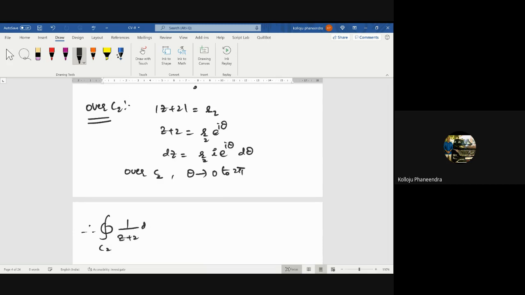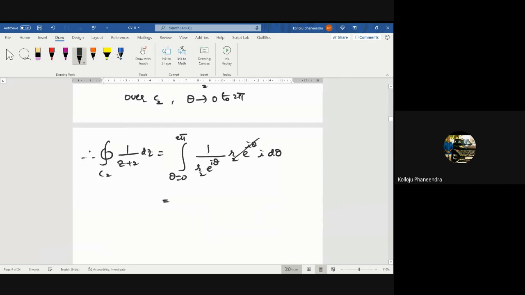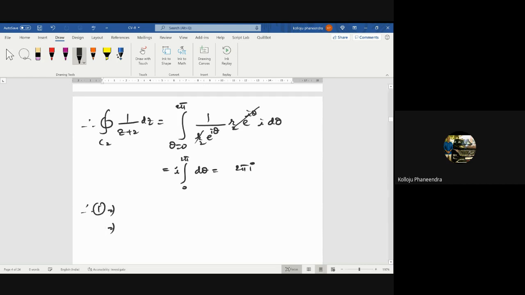Therefore, over C2, what is this value? Integral of 1 by z plus 2 dz is theta from 0 to 2 pi, 1 by, what is z plus 2? R2 into e power I theta. And dz is R2 into e power I theta into I d theta. You will get the same answer, because from 0 to 2 pi, I is outside d theta. This is also 2 pi I.